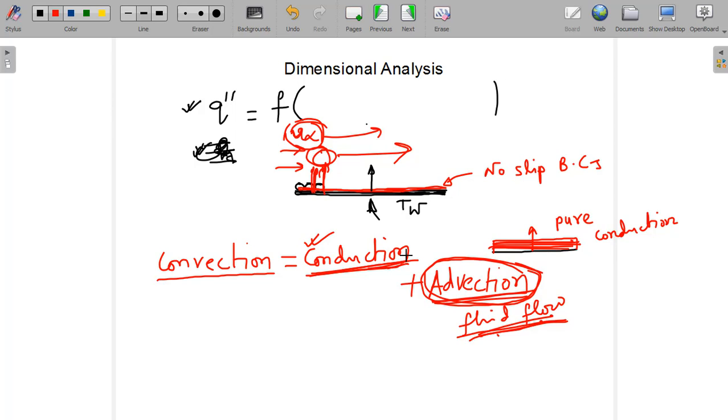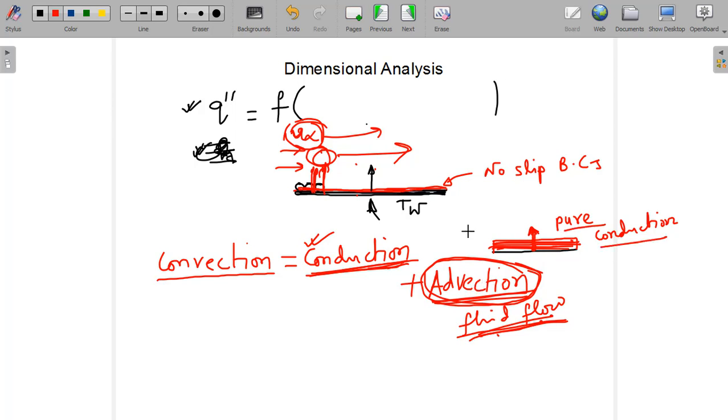Okay, so the fluid layer which is in direct contact with the solid surface, at the no slip boundary condition, that means the fluid layer which is at rest: when heat is transferred through that fluid layer to pass from the solid surface to the bulk fluid, definitely the mode of heat transfer through that layer is pure conduction, because this fluid layer is at rest.